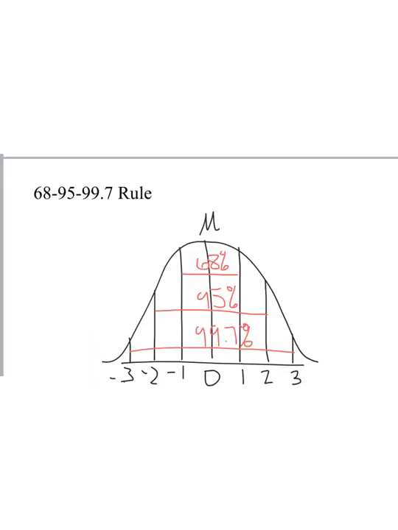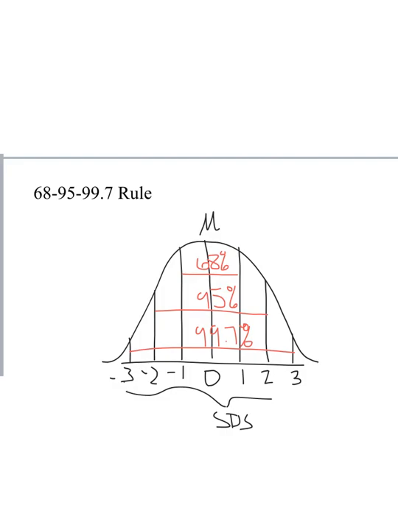Here is another detailed picture of the 68, 95, 99.7 rule. Note to self, these are my different standard deviations above and below the mean. And note we have our middle 68% marked, our middle 95% marked, and our middle 99.7% marked. But sometimes questions will ask me, what percent of observations are 2 standard deviations above the mean or below the mean?